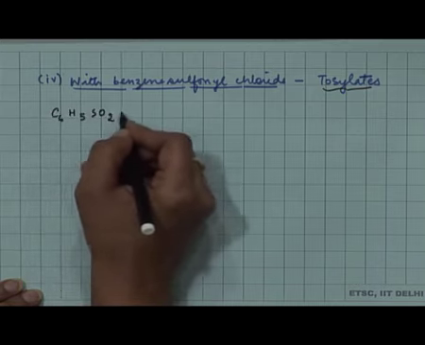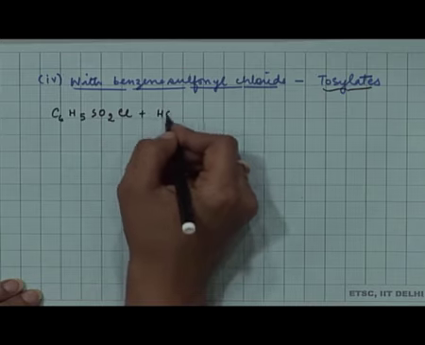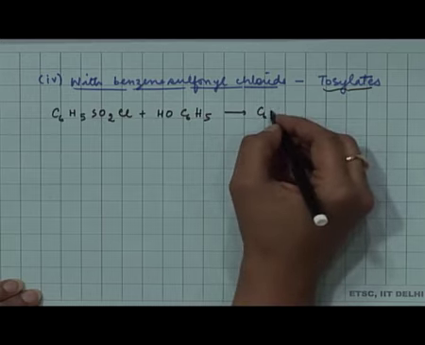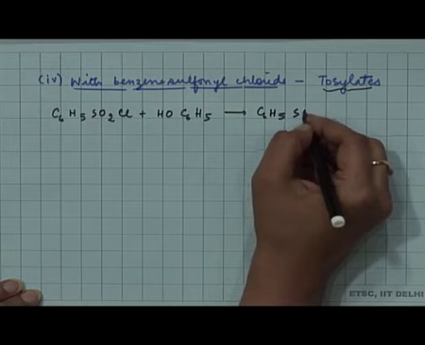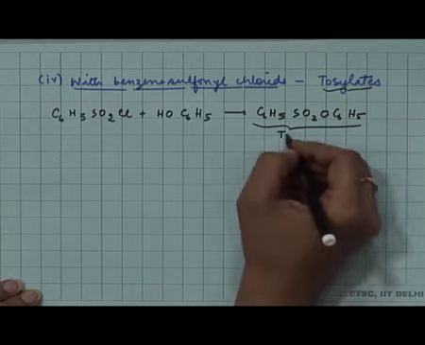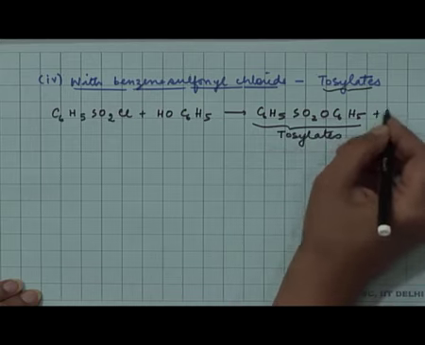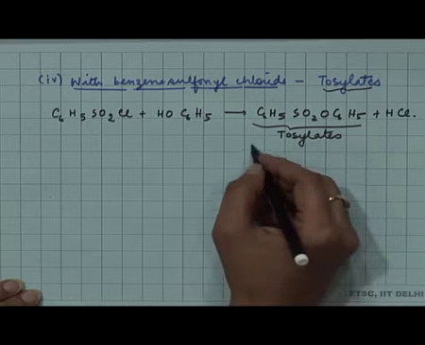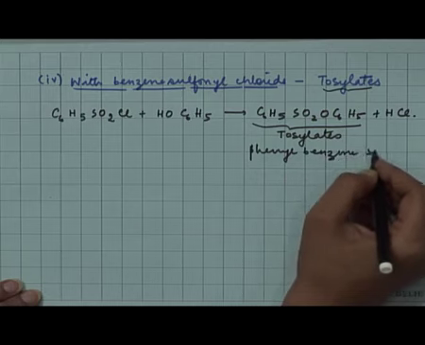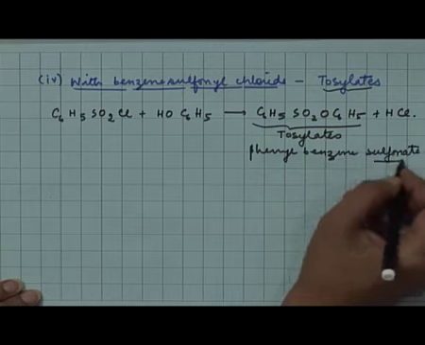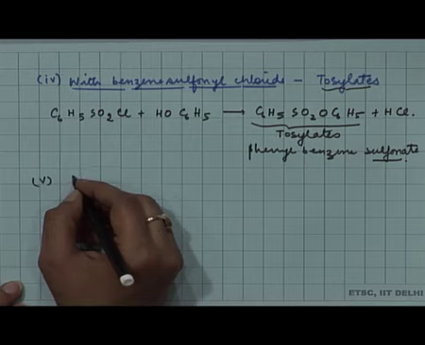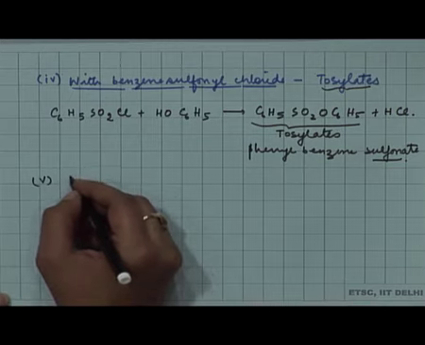You start with benzene sulfonyl chloride and you treat this with phenol. It gives you the sulfonyl ester. So, you get C6H5SO2OC6H5, and these compounds are called tosylates. It is a phenyl benzene sulfonate. Okay. The same thing which was happening with alcohols can happen with phenols also.